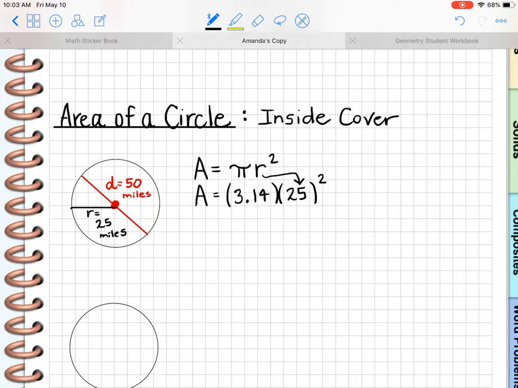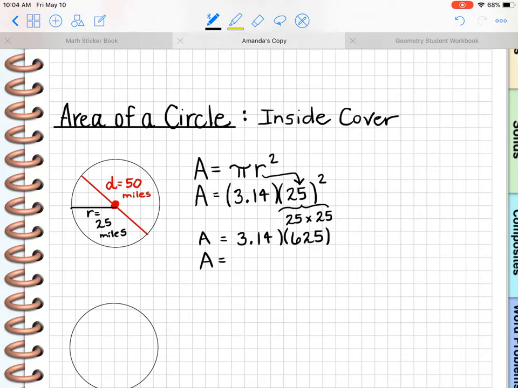You can do this on your calculator. I would encourage you to take one more step right here just to cut the possibility of some mistakes. 25 to the second power is 25 times itself, and that's 625. And then go ahead on the calculator and multiply that by pi, and you'll have your answer. But I recommend doing the exponent before you try to do pi. That's just a lot to keep up with.